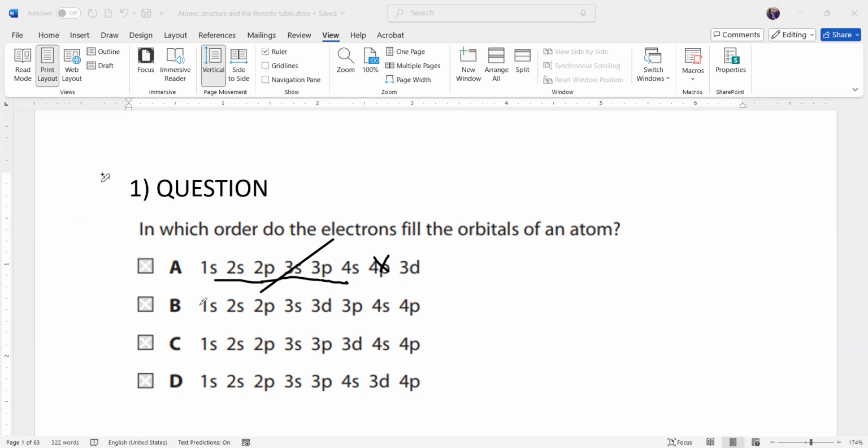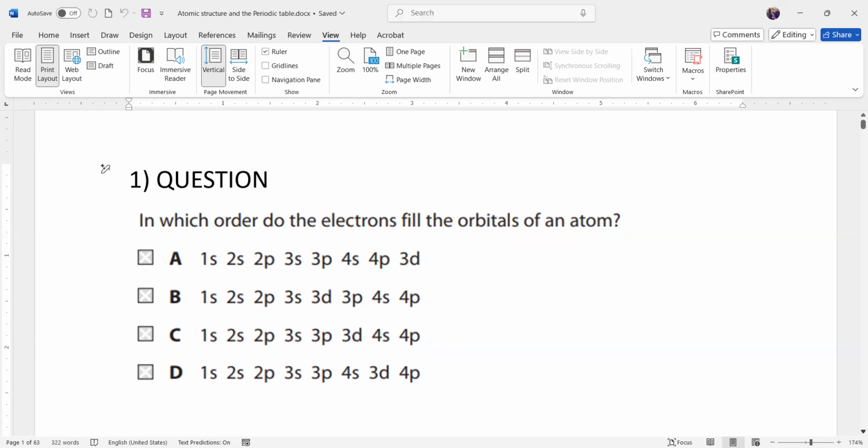So then 1s, 2s, 2p, 3s, 3d. So that is a mistake. It won't go to 3d. It will go to 3p. Then 1s, 2s, 2p, 3s, 3p. This is a mistake. So D will be the right answer.